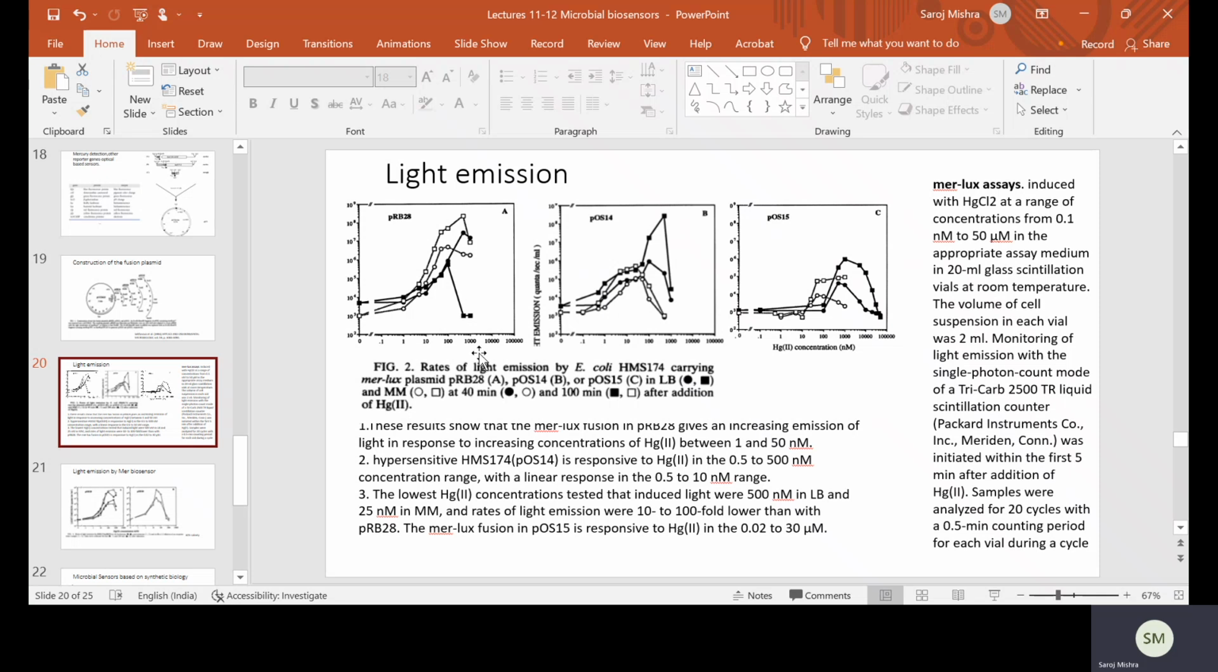That is, as you increase the concentration of the pollutant, in this case the mercuric ion, the response in the luminescence is more and more and more. So you are able to quantify. Now, what we have in this picture is the data for POS14. You will recall that POS14 is able to transport the mercuric ions completely inside because it has all those genes in the construct which you have made.